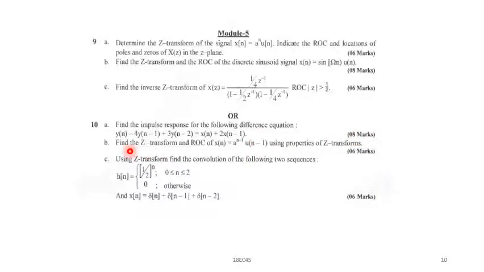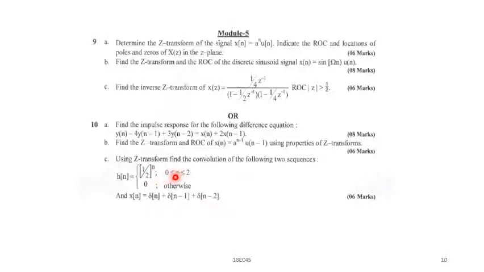Second question here: find the Z transform and ROC of x of n is equal to a to the power n minus 1 into u of n minus 1 using properties of Z transform. So apply the properties of Z transform and calculate the Z transform of this x of n. That's for 6 marks. Finally, the last question: using Z transform, find the convolution of the following two sequences. One is h of n is equal to 1 by 2 to the power n.